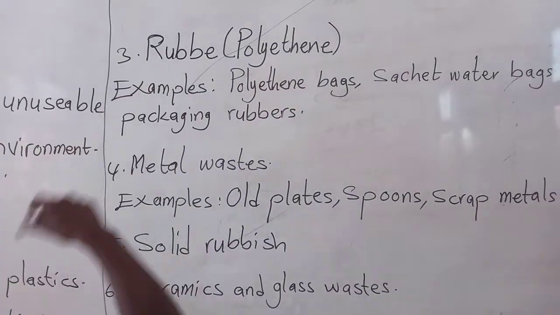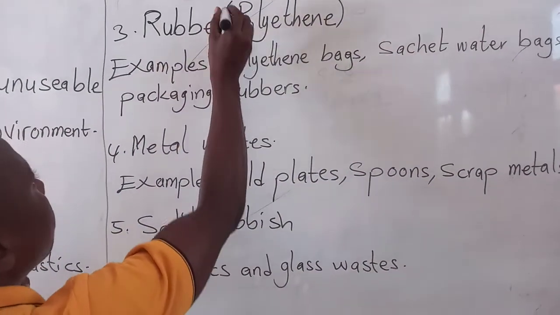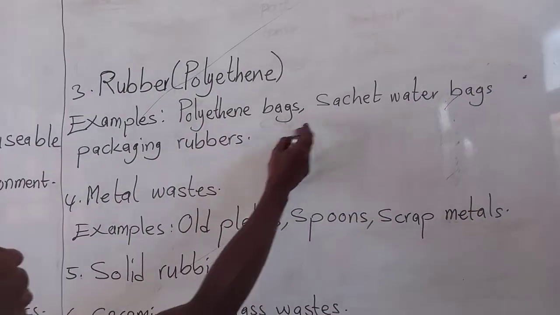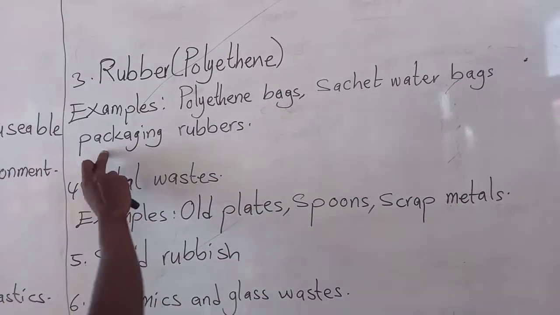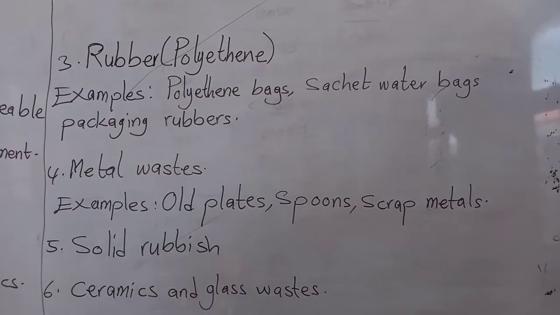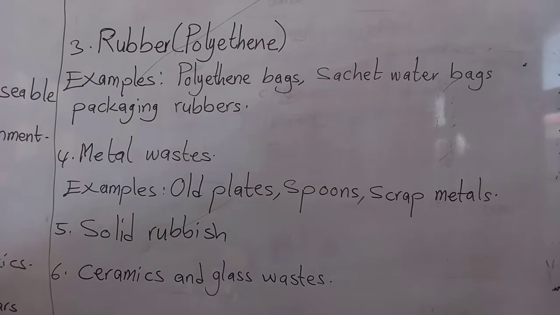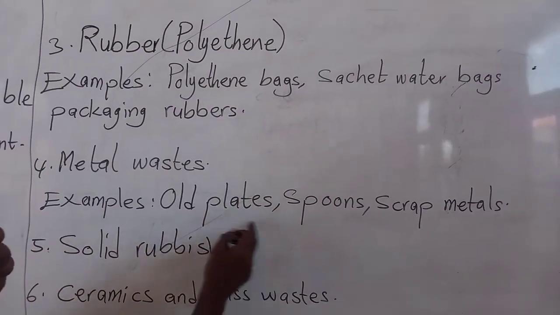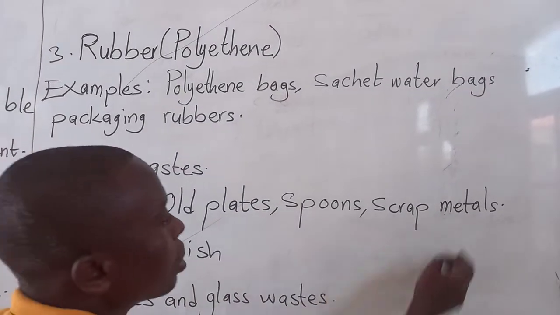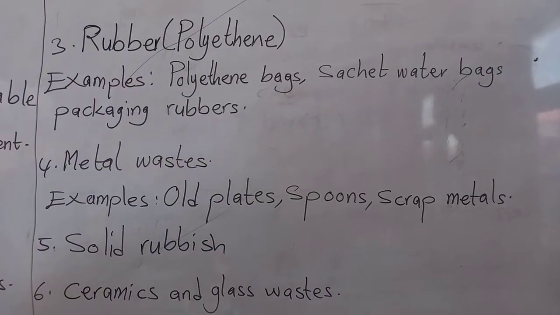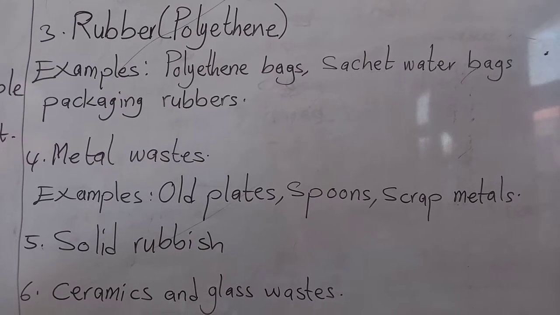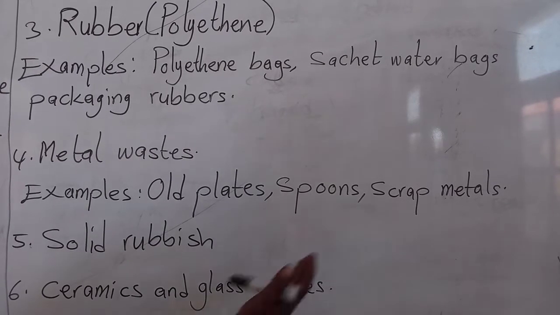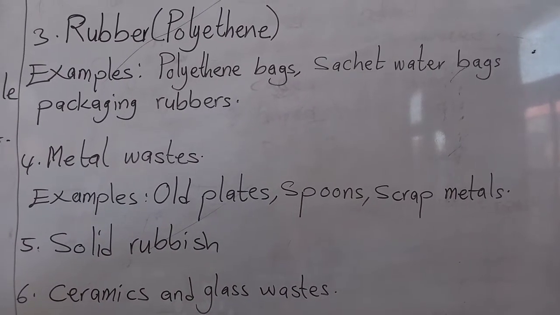Now we have rubber or polythene waste. Then we have polythene bags, sachet water bags, packaging rubbers. They are all solid. They are all rubber waste or polythene waste. Then we have metal waste. Examples are all old plates, old spoons, scraps of metals. Our daddy's old car body, the spoiled car that our daddy is not using anymore, they become scraps. Okay, so old metals are scraps.